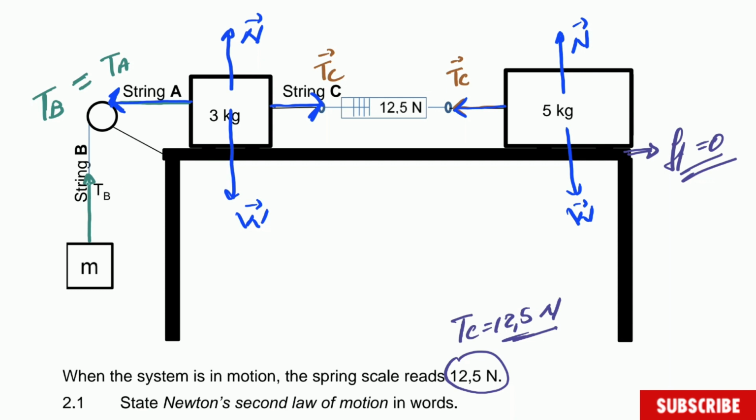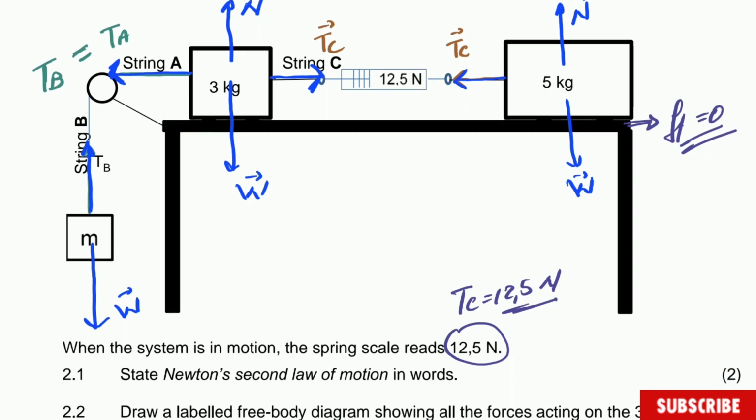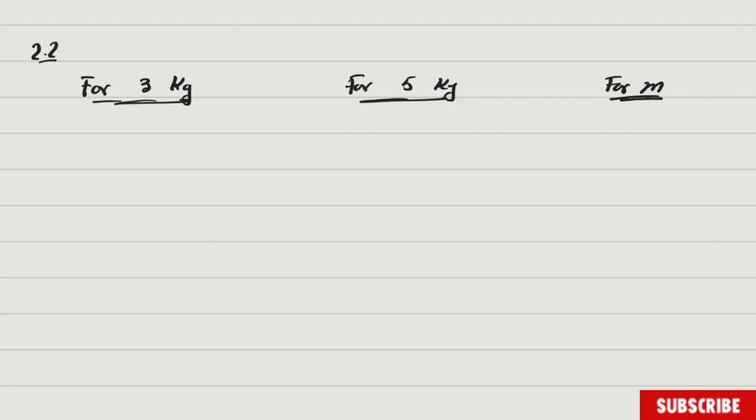And for the M, we have here pointing upward, we have TB, and then pointing downward we have weight. Alright, so those are the two forces acting on M. So let's draw the free body diagram now, clean in another page. So let's do it on this side.